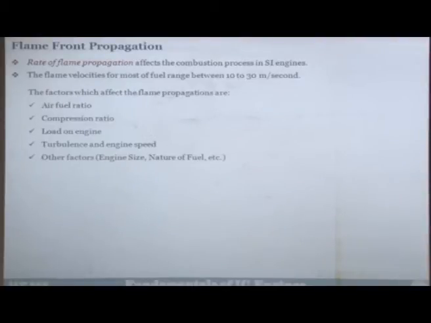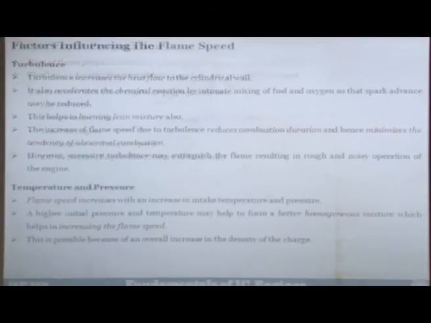The compression ratio is going to affect the flame speed, because compression ratio is going to affect temperature and pressure at the end of the compression, right. And then load on the engine will dictate how much fuel you are putting in. So, again it affects the air fuel ratio. Turbulence obviously, if there is more turbulence, the flame speed will be more, and we know that turbulence is affected by engine speed. If the engine is running slow, turbulence levels will be low. If the engine is running fast, the turbulence levels will be more, right. Fourth, engine size and the nature of the fuel, these also affect the flame propagation or flame speeds. Let us look at them in more detail.